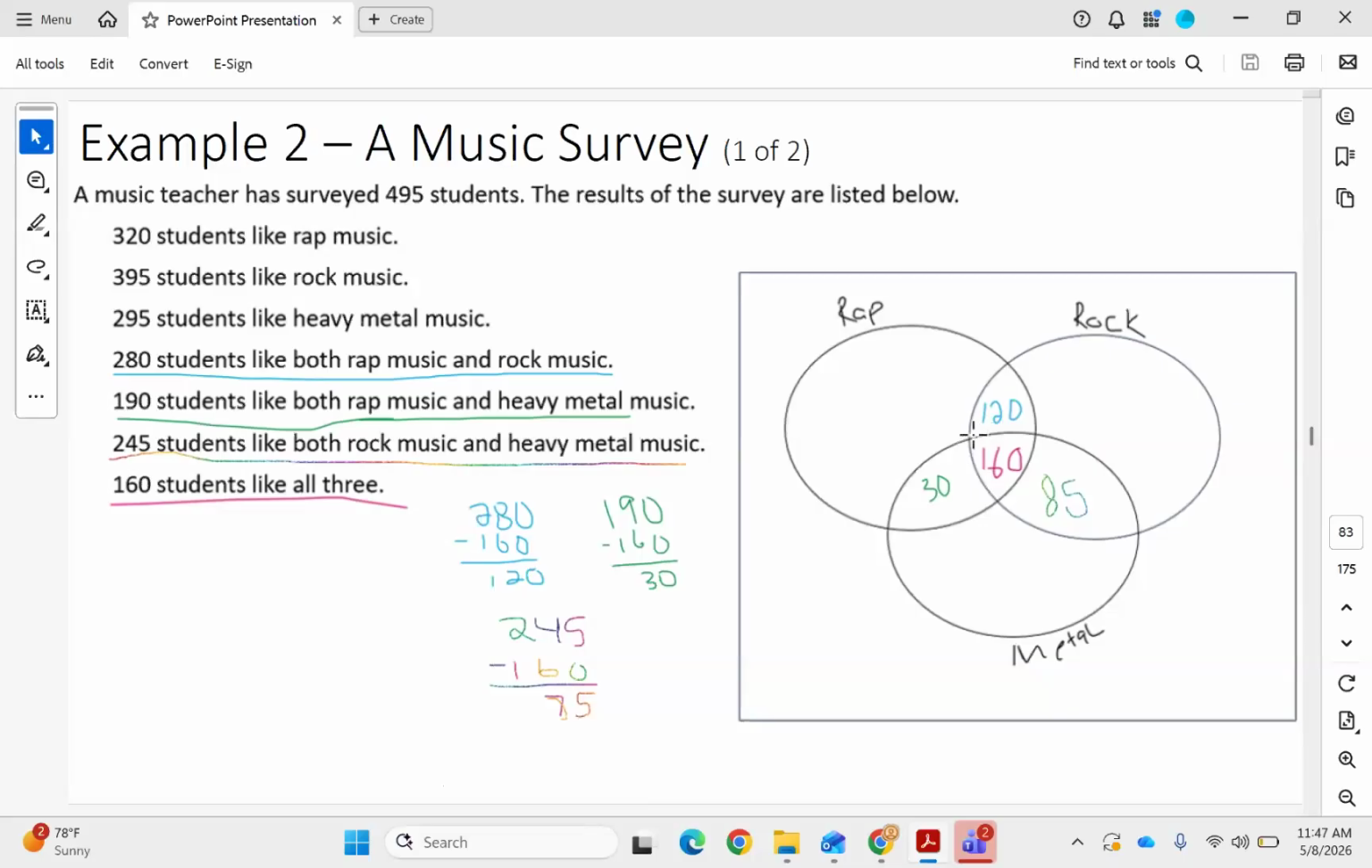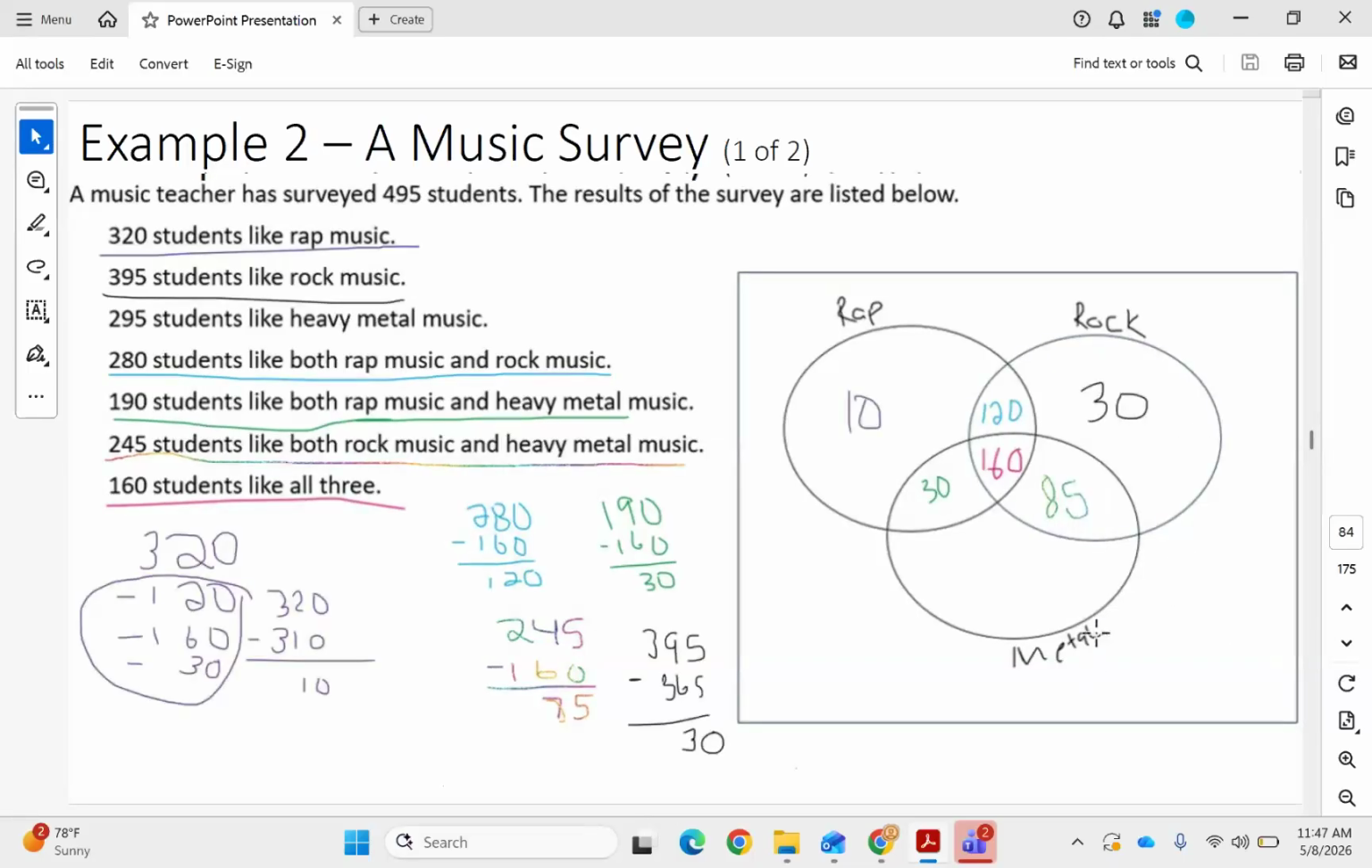Just by looking at the picture, you can tell that the ones that like exactly two, but not the third one, are the areas that have the 120 in blue. Those are the ones that like rap and rock, but not heavy metal. The one in green, these are exactly the ones that like rap and heavy metal, but not rock. So if we add these numbers, this is the people that like exactly two types, and no more than two. So that's actually my answer for the first question.